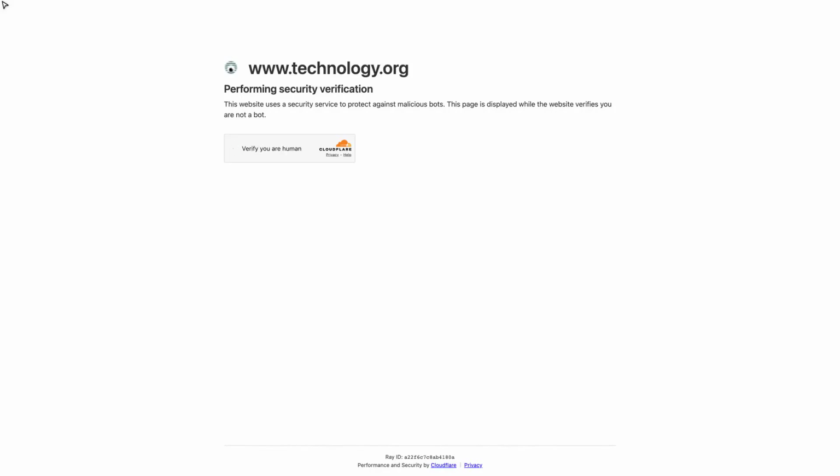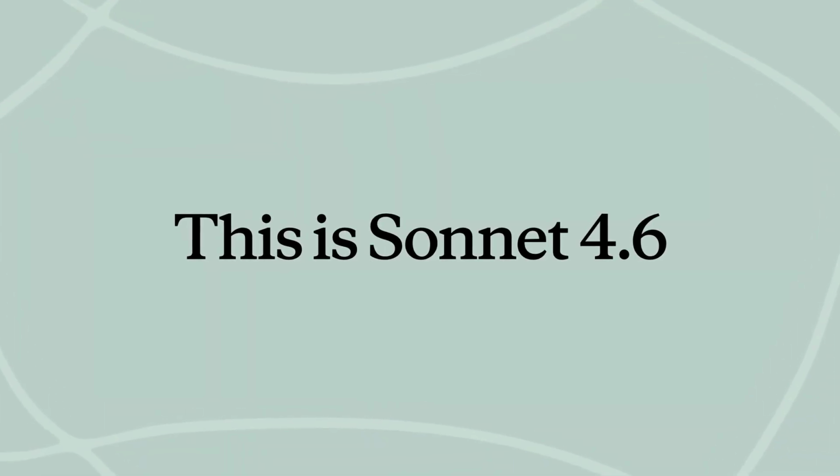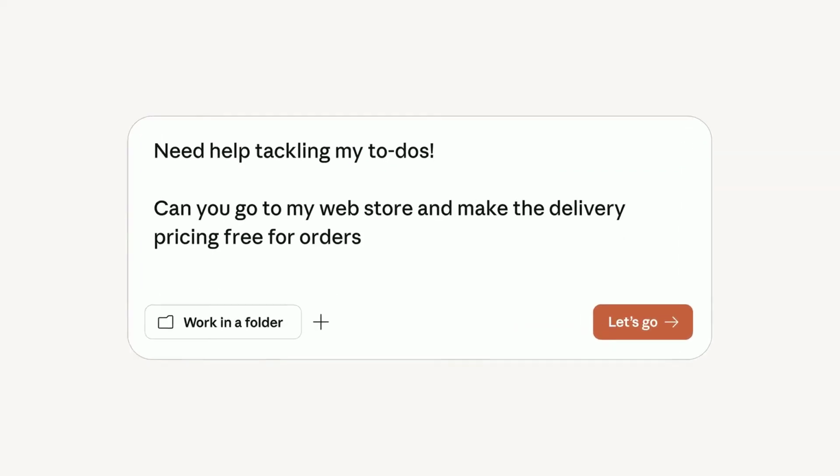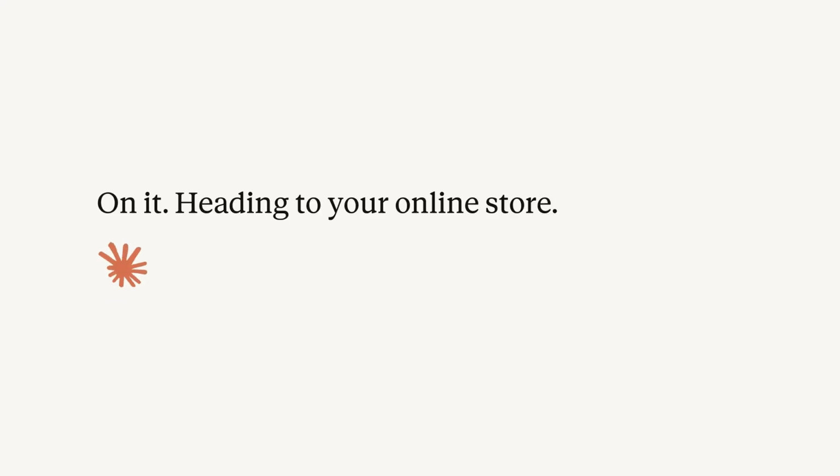GLM 5.2 output tokens cost $4.40 per million. Claude Sonnet 5 costs $10, so you're looking at a 56% saving on every long generation you run, and that gap compounds fast at scale.